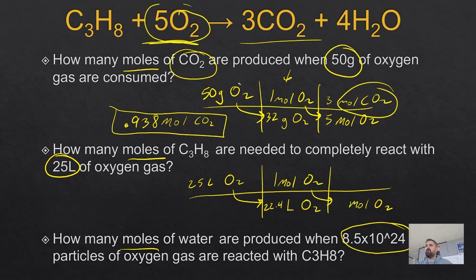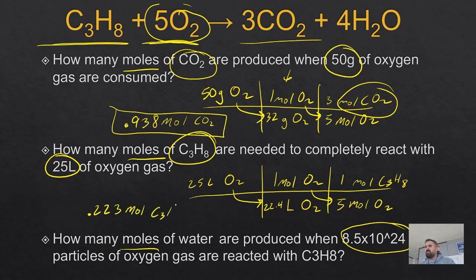Now our last step is our mole ratio. So our ratio is going to be 5 moles of O2 at the bottom. And they're asking for propane. So how much propane? 1 mole of C3H8. Then in our calculators, we're going to do 25 divided by 22.4, hit enter, divide by 5, hit enter, and you should get 0.223. And what's our unit going to be? Moles of C3H8.